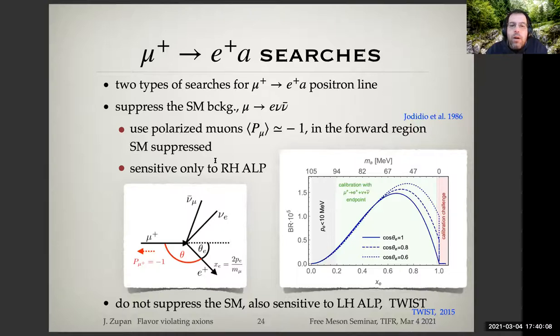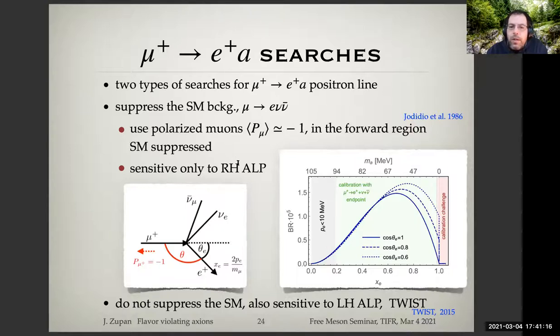Now, the first thing you can do is try to suppress the standard model background. There's a standard model decay, which is three body, mu to e nu nu-bar, so you have a distribution. However, if it's coming from polarized muons, I have a polarized muon that has stopped, and you look at the decays in the opposite direction of the muon polarization. That's this angle theta that is varied on the plot on the right. Cosine theta equal 1 is the solid line, cosine theta equal 0.8 is this dashed, and 0.6 is this dotted line. You see that if you focus in the forward region, so theta_e equals 0, then the standard model will be suppressed. So that's one strategy: you polarize muons, you stop them, and you look in the forward region. This is what was done in 1986. So you suppress the standard model, which is great.